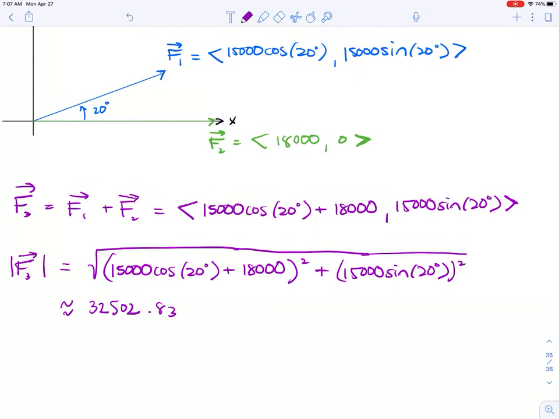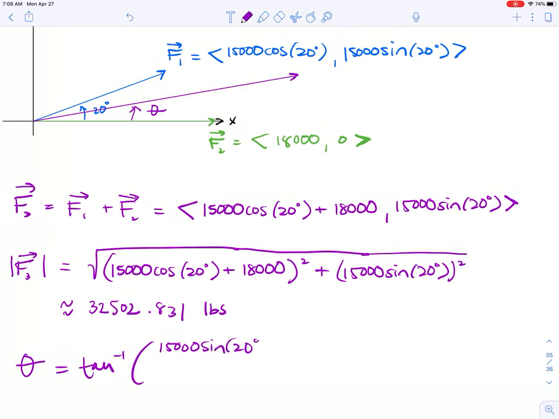Okay, so after I type that into my calculator, I get approximately 32,502.831, and that's going to be pounds, right? That's the magnitude of the force. And then the direction angle, theta, since we're in quadrant 1, we can see if we were to use the parallelogram method in order to draw the resultant force vector, our angle theta is going to end up being in quadrant 1.